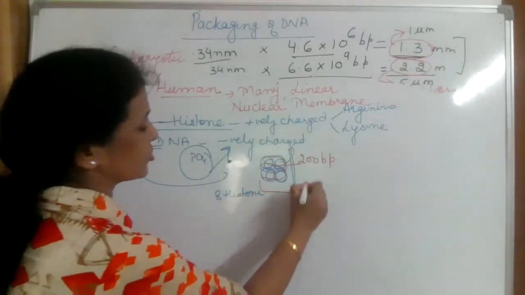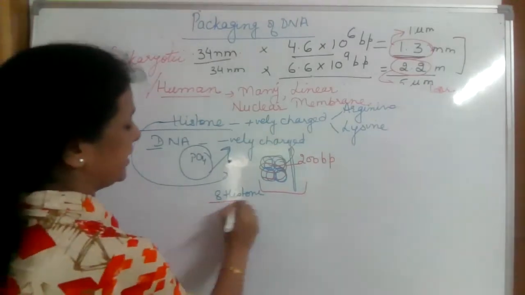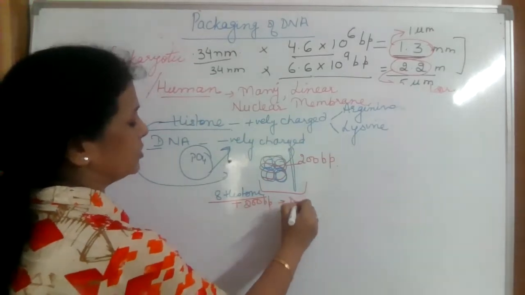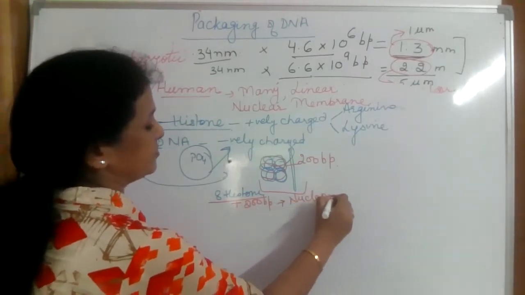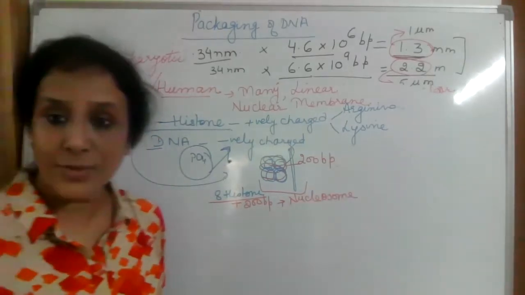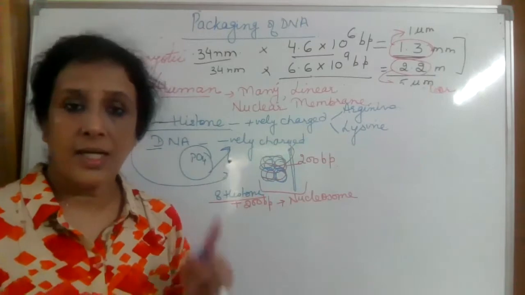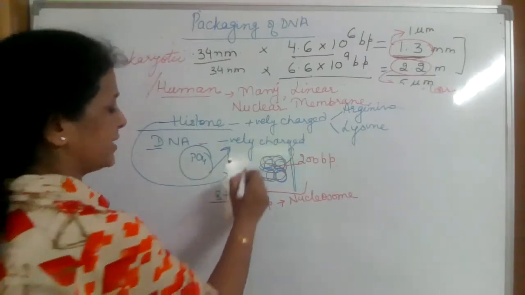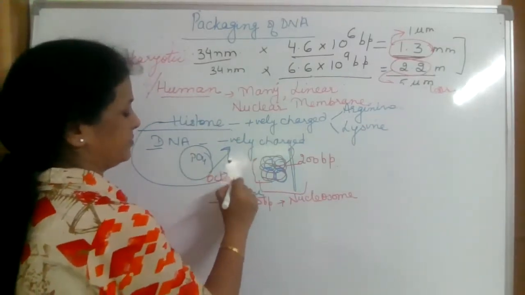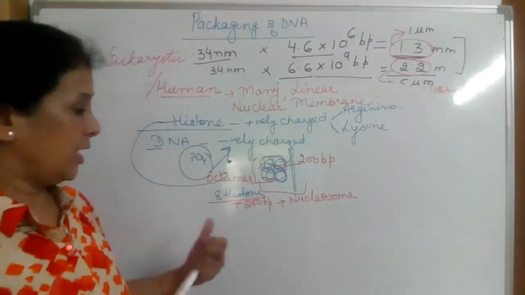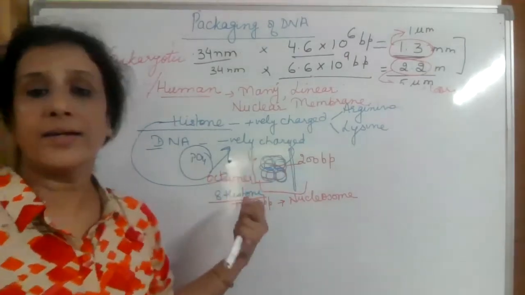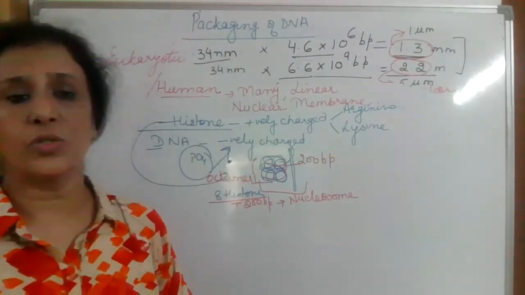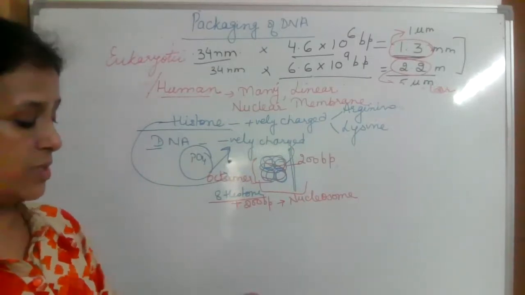So this whole structure, that is 8 histone proteins plus 200 base pair, is called a nucleosome. So what is a nucleosome? Again I am repeating, 8 histone proteins, and these 8 histone proteins collectively we call an octamer. So an octamer of 8 histone proteins and 200 base pair around it form a nucleosome. Such nucleosomes are present throughout the length of the chromatin.